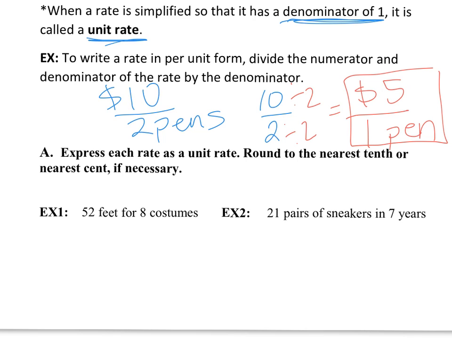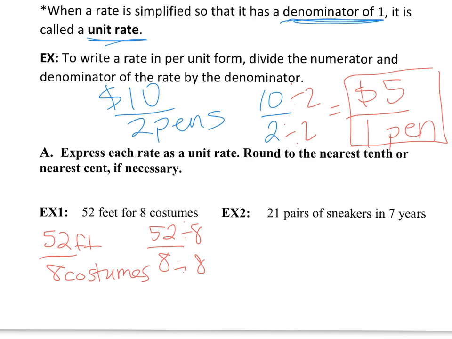Now, when you express each rate as a unit rate, we want to round to the nearest tenth or to the nearest cent if necessary. So for example number 1, if we have 52 feet for 8 costumes, we would just divide the 8 into the 52. So divide top and bottom by 8, and we end up with 6.5 feet over 1 costume.